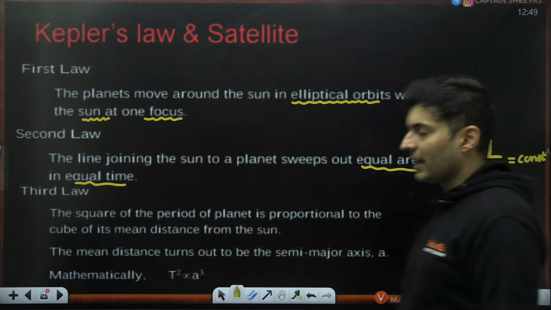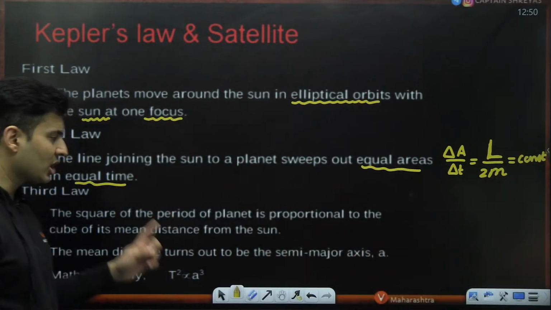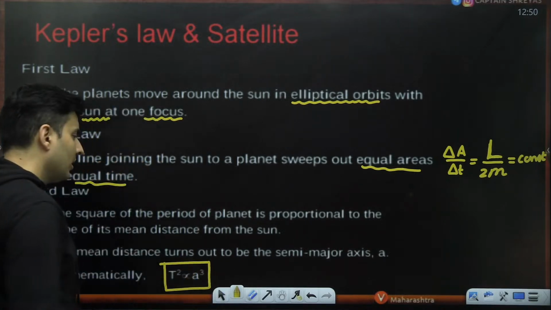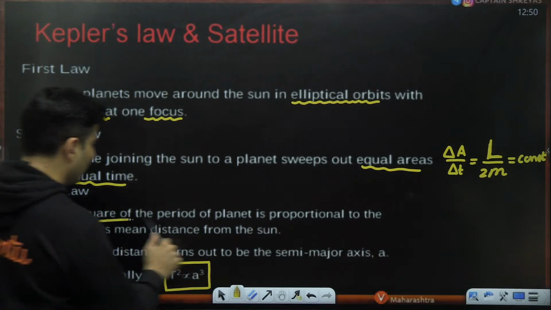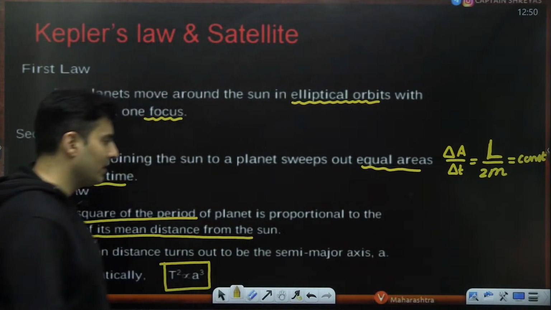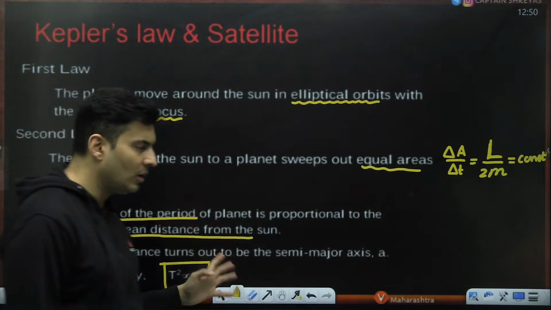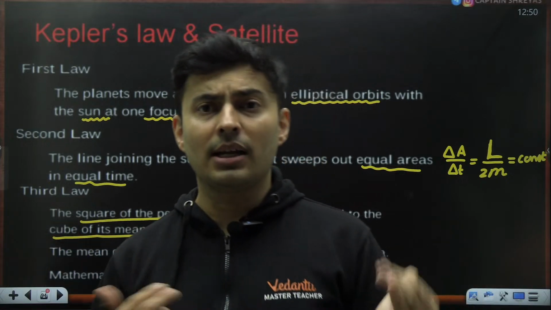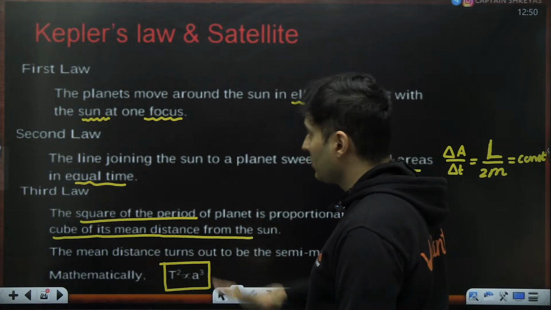Yeah, that is your second law. The third law is the square of the time period is proportional to the cube of the mean distance. Yes, the square of the period is proportional to the cube of the distance from the sun, or the cube of the radius from the sun. So this is the third law, from which, if you know the radius of the orbit, you can find out the time period by ratio and proportions. These are the three laws.